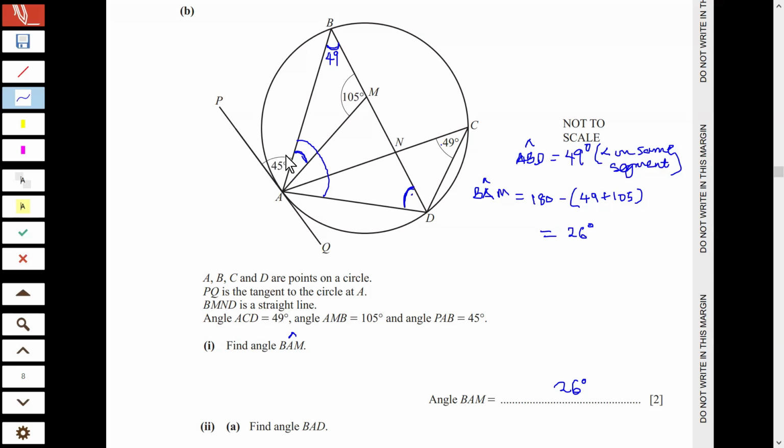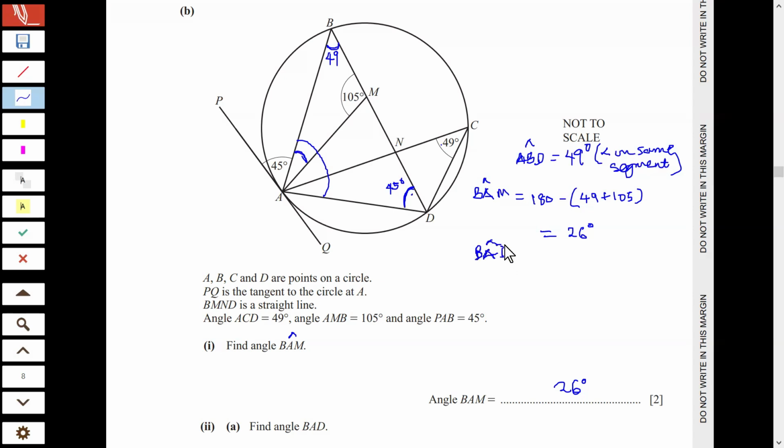Now, this angle will be 45 degrees. And the reason is what? Alternate segment theorem. The angles are in the alternate segment. So it's 45 degrees. And if angle BDA is 45 degrees, then we can easily find BAD. Now we can find angle BAD.